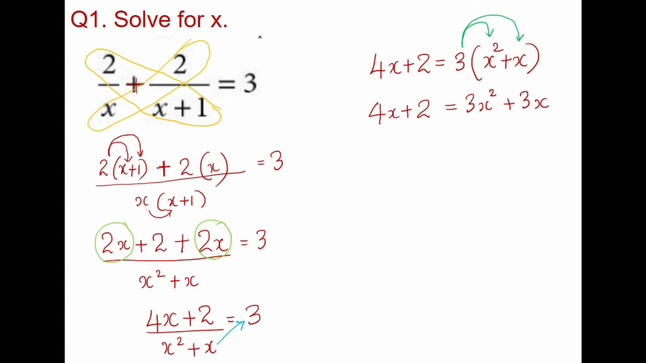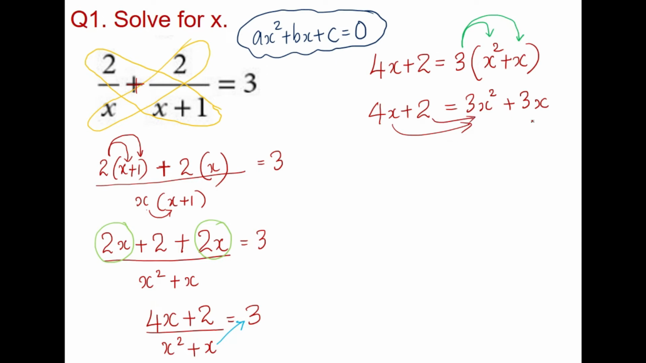Now we know a quadratic equation is of the form ax squared plus bx plus c equal to 0. And we are sure by rearranging the terms we are going to end up in an equation like this. So I'm shifting these terms to the other side. I'll shift the 4x and the plus 2 to the other side. So 0 is equal to 3x squared plus 3x. Now plus 4x coming to the other side, it's going to be minus 4x. And plus 2 on the other side, it's going to be a minus 2.